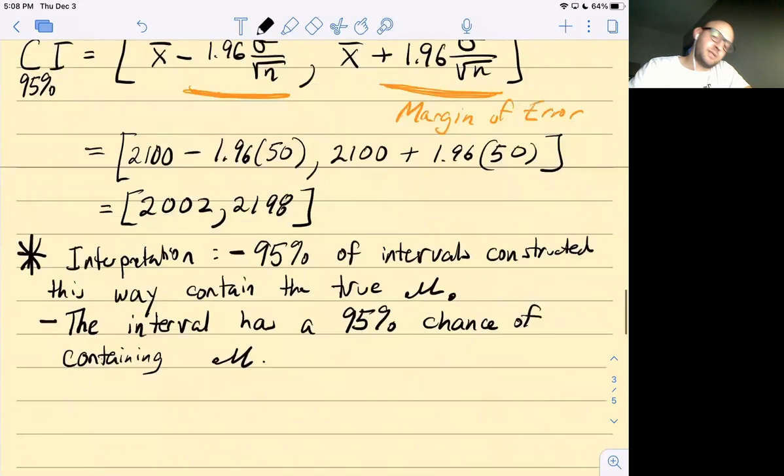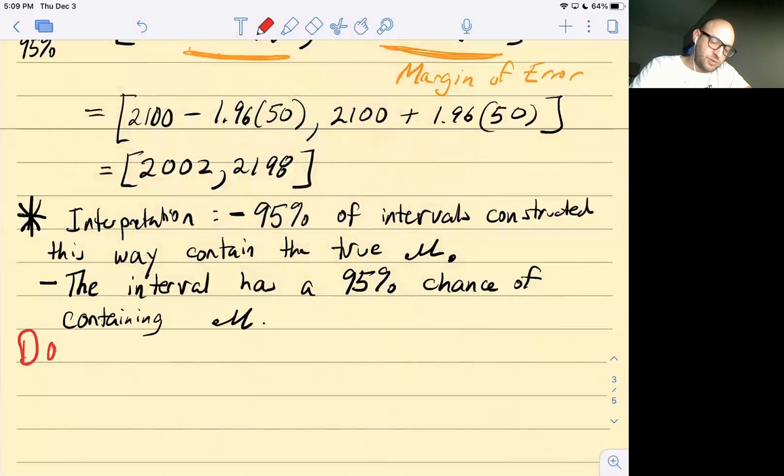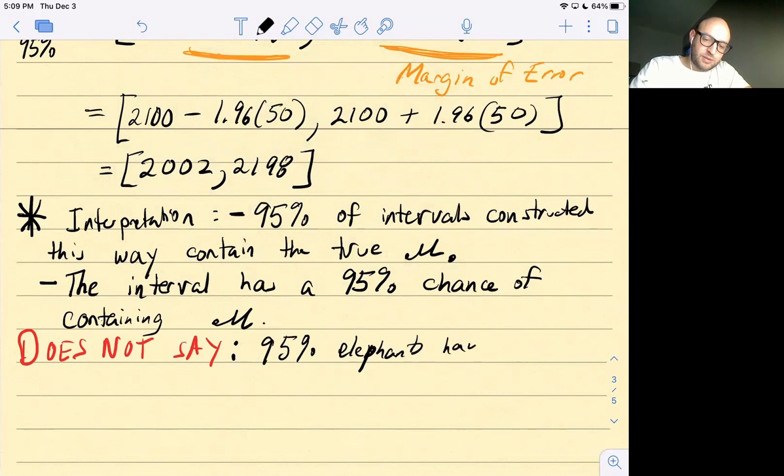That's all this says. I'll tell you what it does not say, what a lot of people often get confused with. What it does not say is that 95% of elephants have weights between 2002 and 2198. I always like to, have you guys seen this question on the SAT?